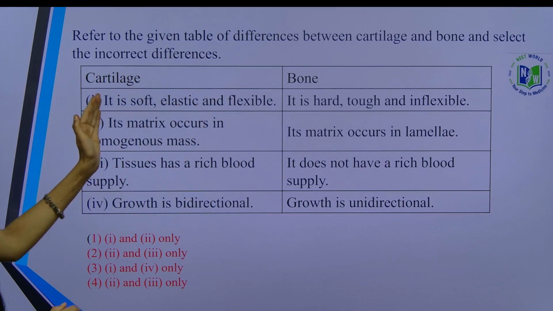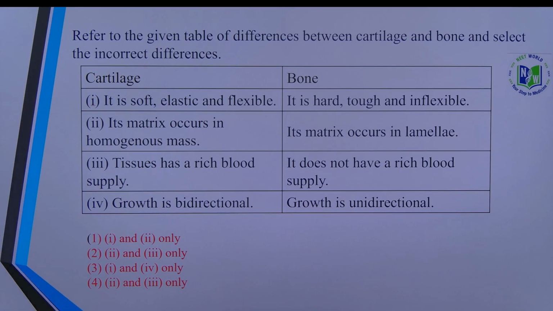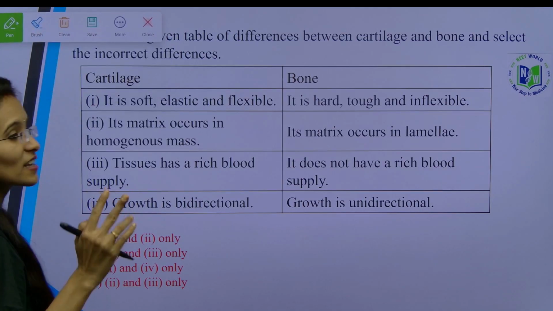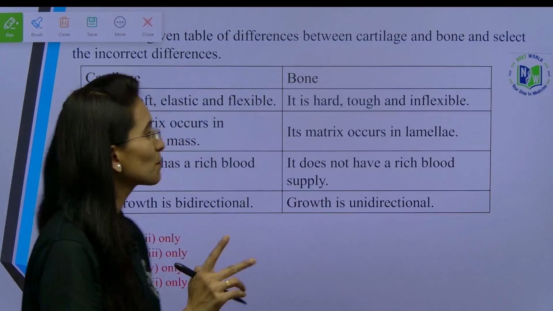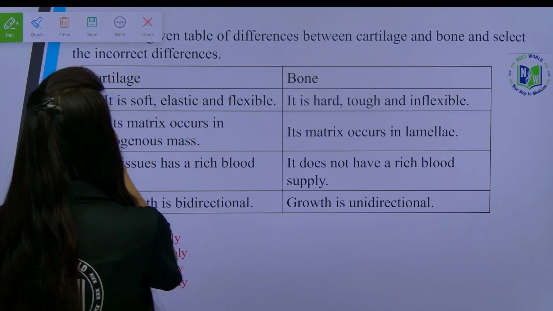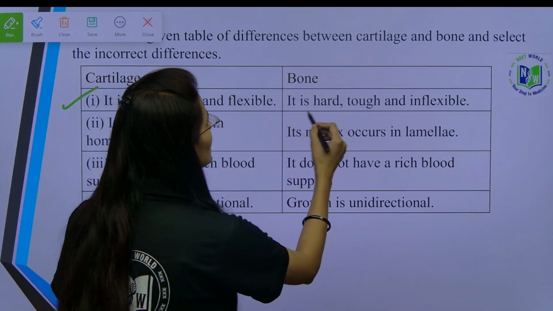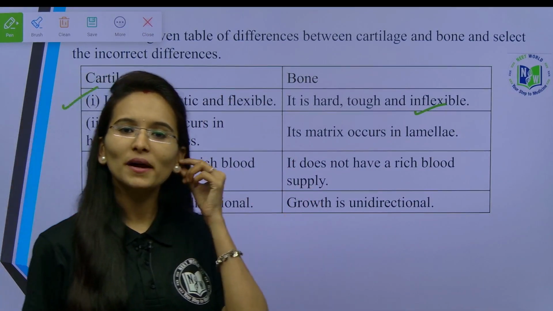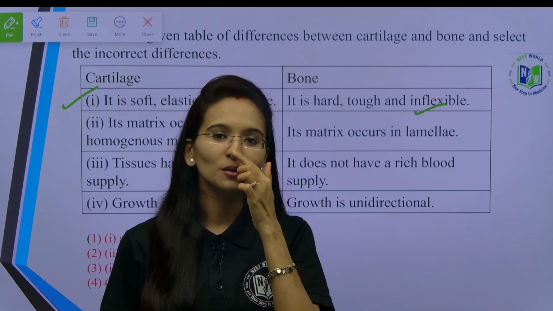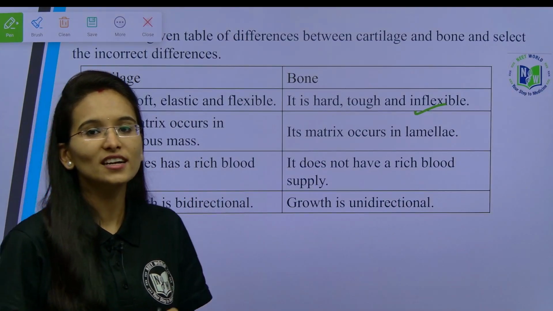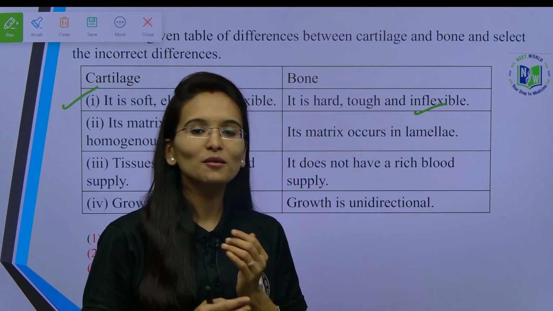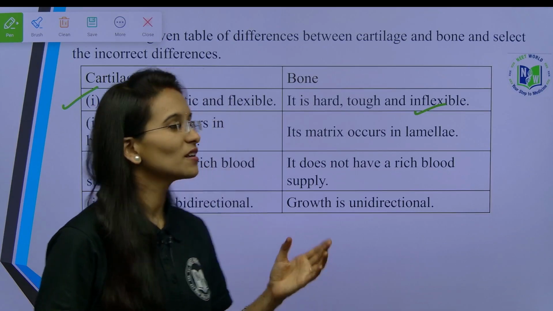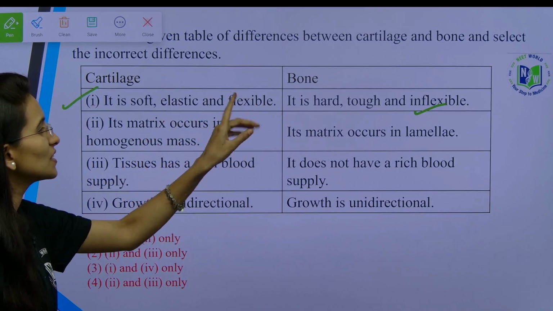cartilage and bone. Cartilage is a soft, elastic and flexible tissue. Yes, it is absolutely the right option, but we need to match the incorrect differences. Yes, this is the right one. And bone is hard, tough and inflexible. This is also the right option. We can bend our ears and we can show the movement of the tip of our nose and everything, but we cannot bend our bones because the bones are very rigid and tough and inflexible. So the first difference is right.